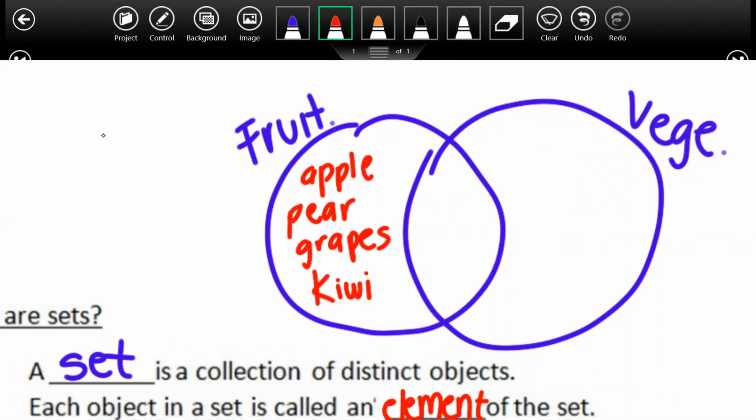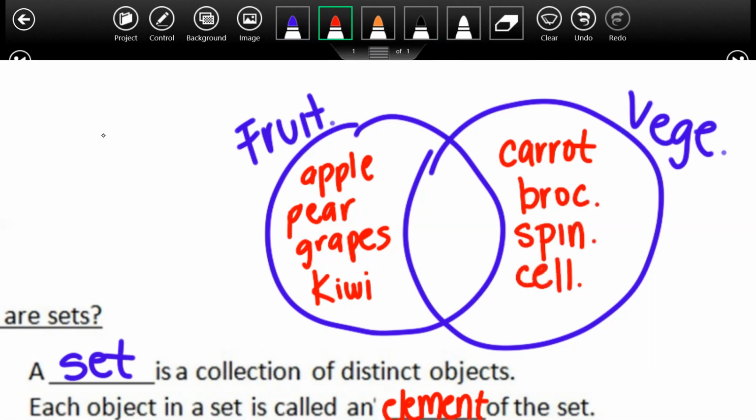Can someone give me some other elements of a vegetable? Celery. Carrots. Spinach. Green bean. Broccoli. Bell pepper. We can come up with different things that represent different parts.